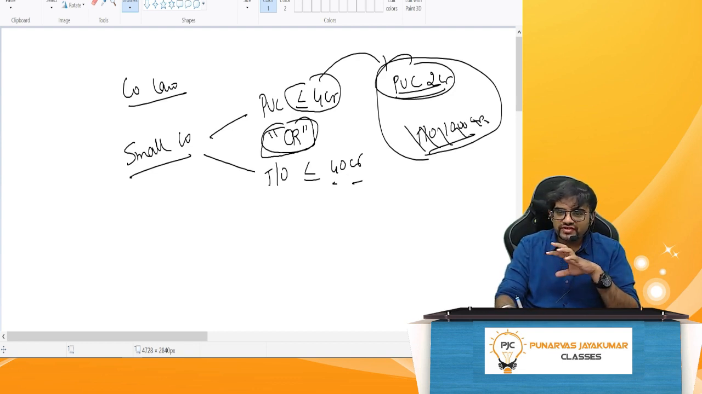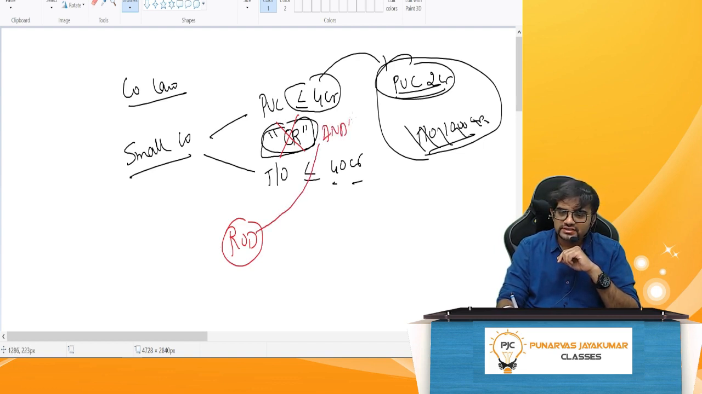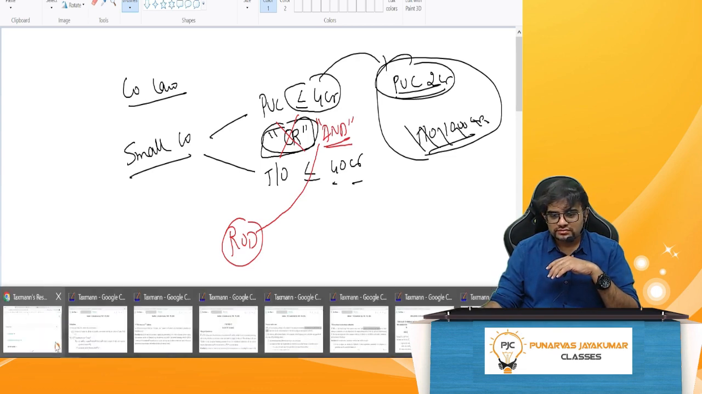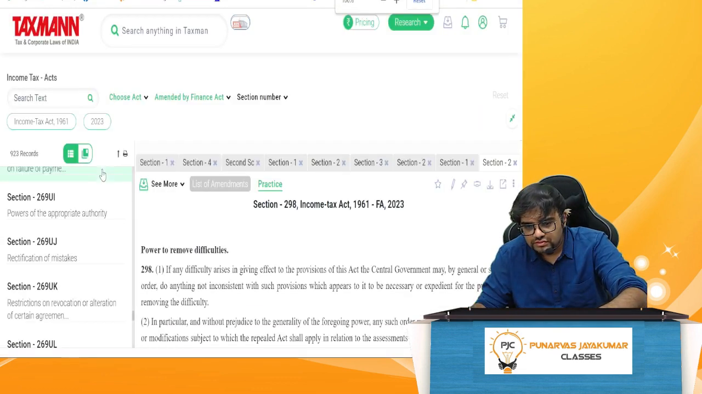So, this was a difficulty. So, the MCA inserted something called a removal of difficulty order and said this "or" should be read as "and". It was through a removal of difficulty order. So, I'll just show you.